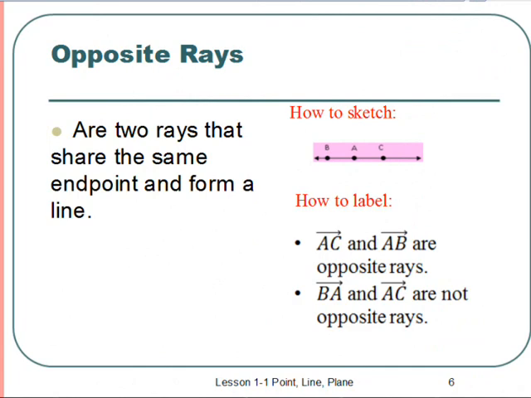Opposite rays are 2 rays that share the same endpoint and therefore they form a line. Okay, so AC going in this direction and then AB going in this direction. They meet and share a point at A, and because of that they're opposite rays. BA and AC are not opposite rays because they go at each other. Okay, so they have to share the same endpoint, which BA and AC obviously do not.